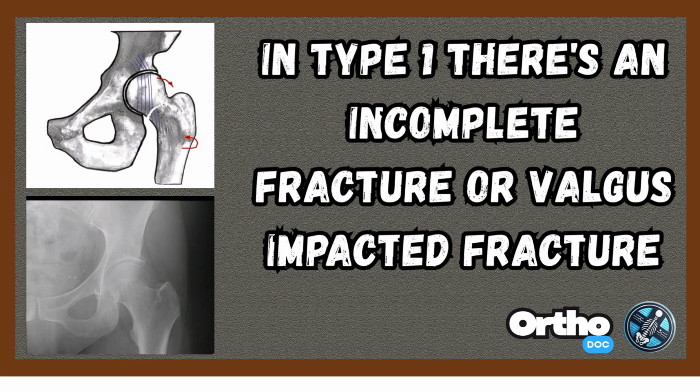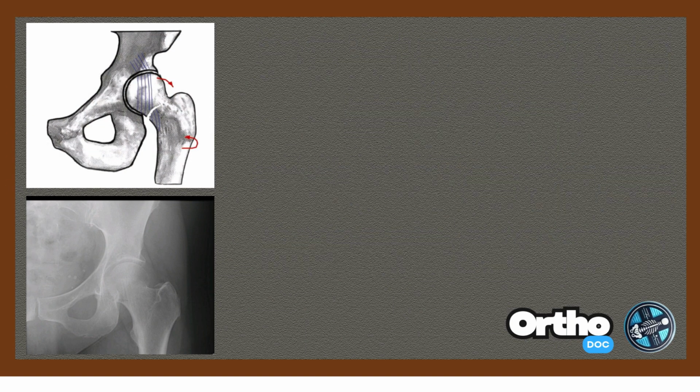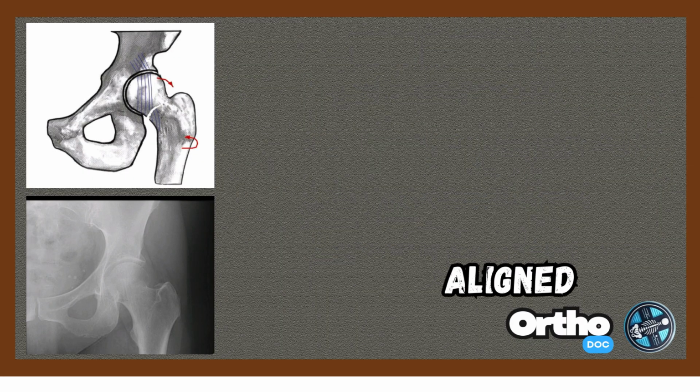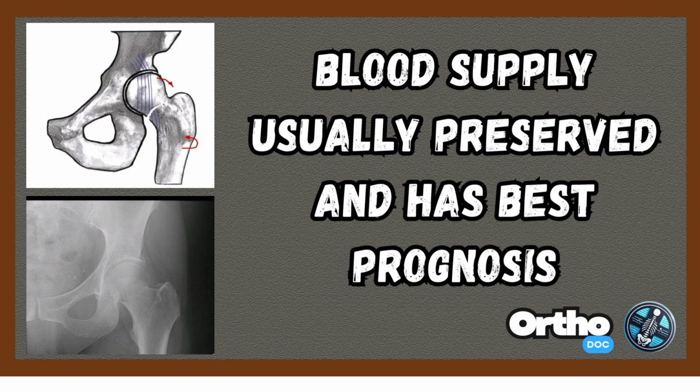Type 1. In Type 1 there's an incomplete fracture or valgus impacted fracture. The medial compressive trabeculae of head and acetabulum remain aligned. Blood supply usually preserved. And has best prognosis.